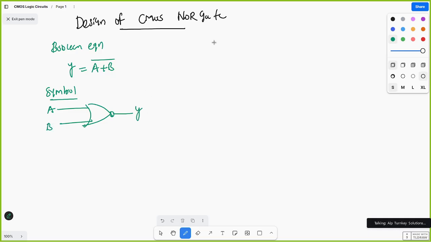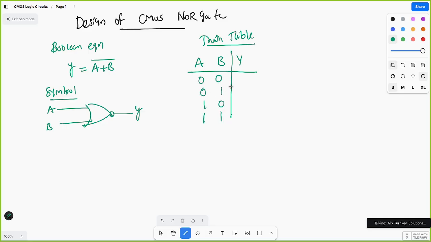And the truth table. So the truth table is just the opposite of the OR gate, no? So A, B, and output Y: 0 0, 0 1, 1 0, 1 1. So if any one of the inputs is high, the output is low, and when both inputs are low, the output is high. Okay, so this is the truth table.